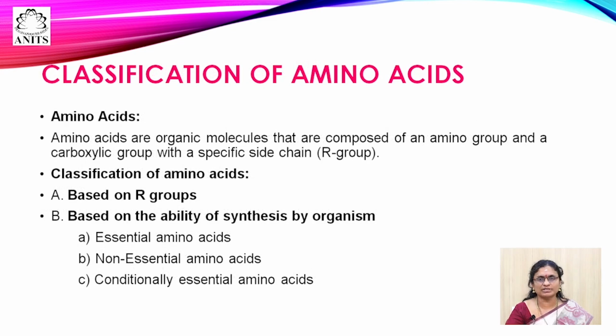Coming to the classification of amino acids. Amino acids are organic molecules that are composed of an amino group and a carboxylic group with a specific site, that is the R group. Amino acids can be classified into two types: based on R groups, and based on the ability of synthesis by the organism. Based on the ability of synthesis by the organism, again there are three types: essential amino acids, non-essential amino acids, and conditionally essential amino acids.